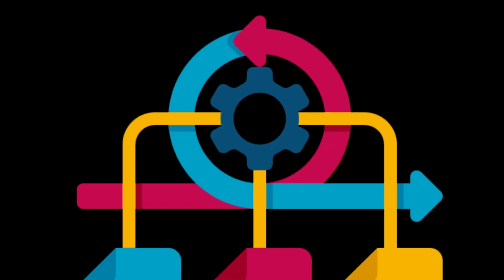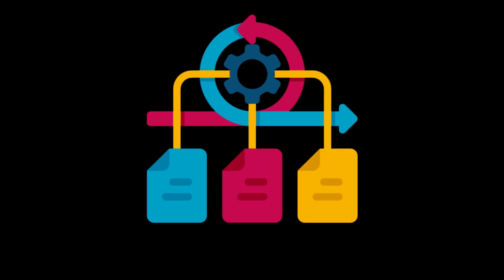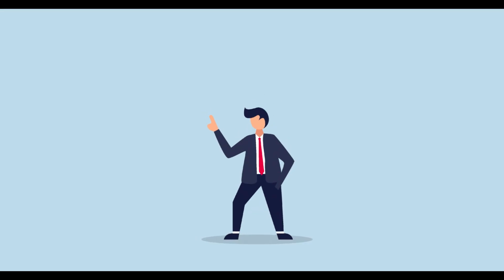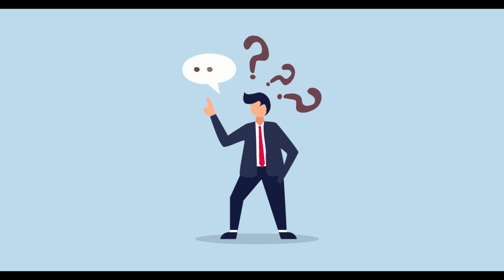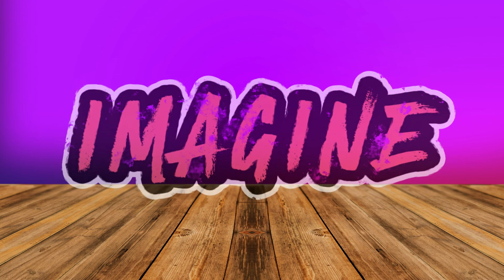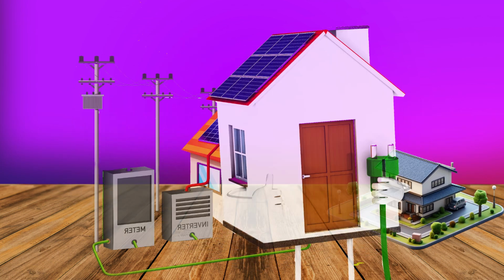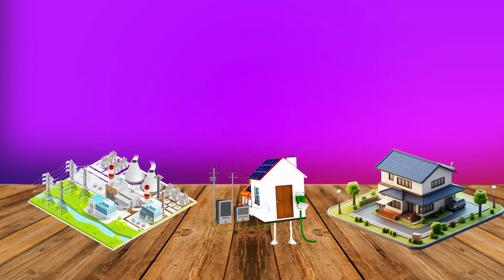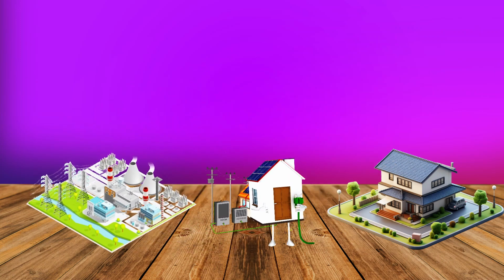First, I'm going to divide this full concept into 3 parts: front-end, back-end, and database. Now you might be wondering, what do front-end, back-end, and database mean? Alright, let me explain it clearly. So imagine this in your mind. Think of a house, an electricity board, EB, office, and a power generation source. Keep these 3 things in your mind.